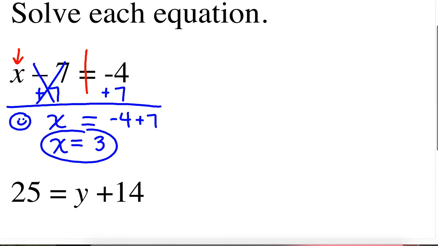Final answer. That means if I were to go back up to the original equation and plug in a +3 for the x and solve it, it should work. So let's see. If that's a 3, and 3 minus 7 on a calculator does in fact equal -4. So my answer is correct.